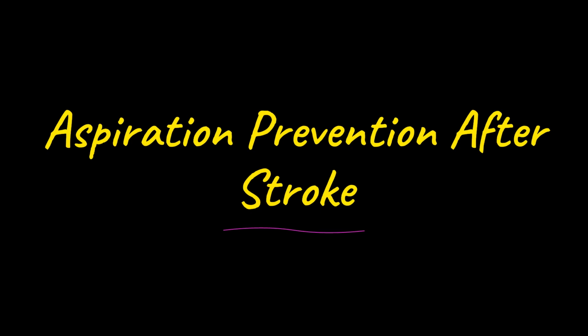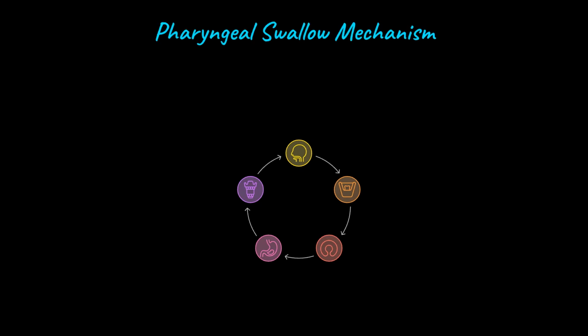Let's look at why positioning matters so much and what happens when the swallow goes wrong. The pharyngeal swallow is a tightly timed sequence. The airway must close, the esophageal sphincter must open, and the bolus must be propelled downward all within about 1 second. Stroke damages the cranial nerves and cortical centers that coordinate this, so the timing breaks down and food can silently fall into the larynx instead of the esophagus.